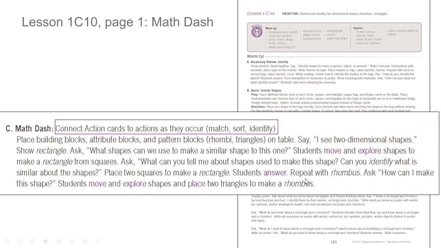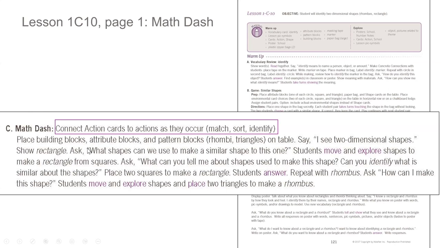Students answer. Repeat with rhombus. Ask, how can I make this shape? Students move and explore shapes and place 2 triangles to make a rhombus. That's the expectation, but right, you don't know what's really going to happen. When you see quotation marks here, the teacher is not obligated to use that exact quote. It should be something like that. The teacher can say it in a different way as long as the point is getting across.